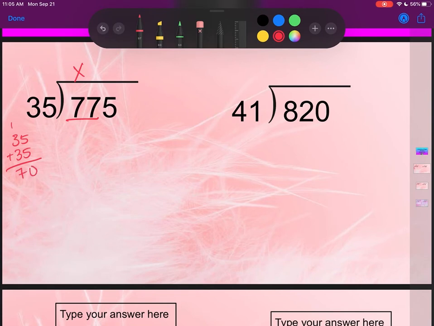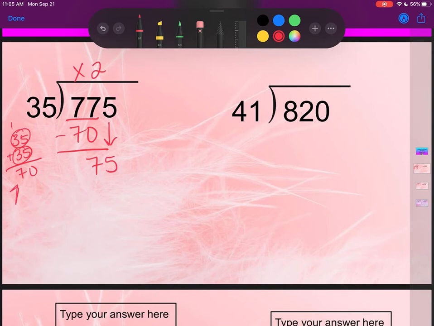So I end up with 70, so that's going to be pretty close, right? So 35 went into 77 2 times because I had 2 35s. So 2 times 35 was 70, and I subtract it, and I get 7. So 35 cannot go into 7, right? It's too small, so I bring down my 5.